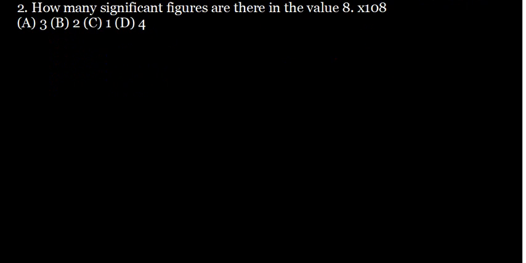Now, what can we say? How many significant figures are in this number? Well, if we multiply 8 by 10 to the power 8, this is going to give us 8 with 8 zeros. So for this number, you only have one significant figure because these zeros on this side are not significant, right? They are not significant. So that is why it is only one significant figure.